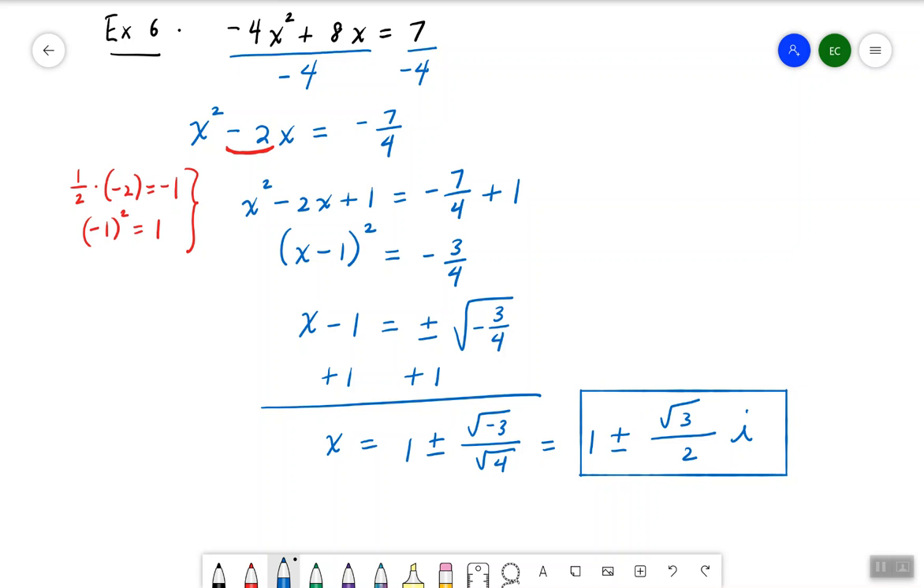Well, that's a nice problem. Okay, let's go ahead and stop there. And I have one more video for this section where I'll try to go through and explain where the quadratic formula comes from.